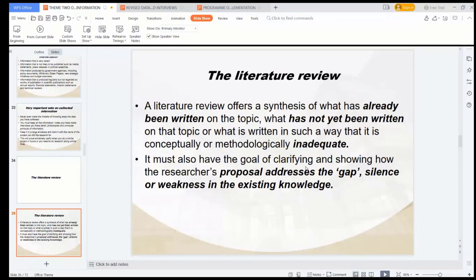A literature review, this author calls it A. He does not say literature review. He says a literature review offers a synthesis of what has already been written on the topic, what has not yet been written on that topic, or what is written in such a way that it is conceptually or methodologically inadequate. It must also have the goal of clarifying and showing how the researcher's proposal addresses the gap, silence, or weaknesses in the existing knowledge.